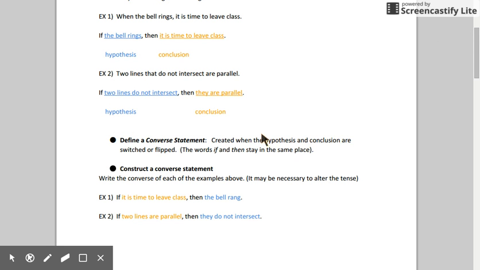So the original one, if the bell rings, then it is time to leave class. We're going to switch the blue section with the orange section. We're switching the hypothesis and the conclusion. So now it reads, if it is time to leave class, then the bell rang. And it may be necessary to alter any tenses or change the wording around a little bit so that your sentence makes more sense in its converse form. We could have also said, if it's time to leave class, then the bell is ringing. That would be also acceptable.